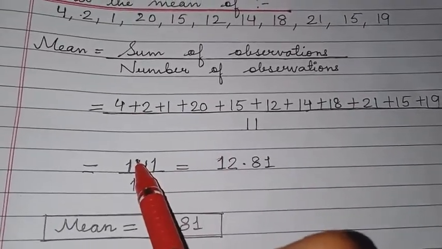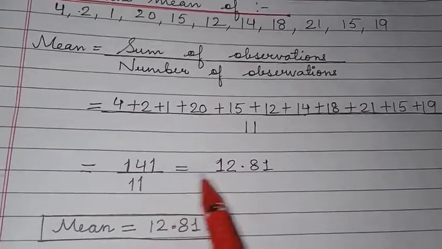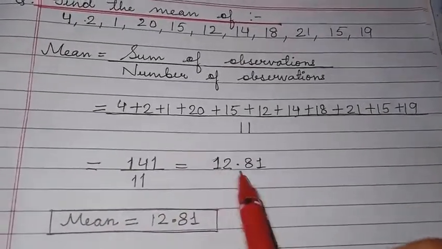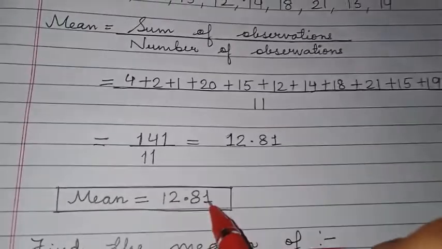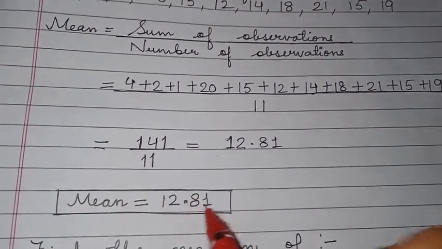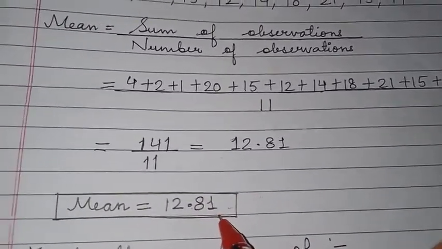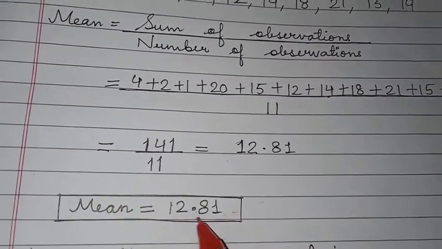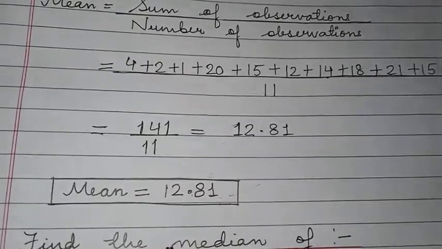I got 141 divided by 11, which is equal to 12.81. I have divided it, the answer comes 12.81. Right? So my mean is 12.81. Even if your answer comes in decimal, that's perfectly alright. After the point you can find up to 2 digits.